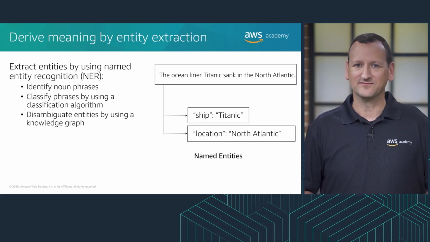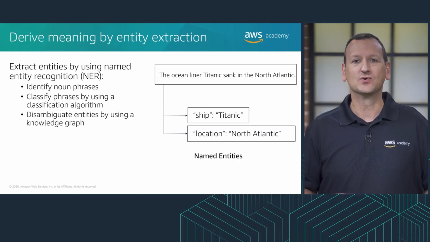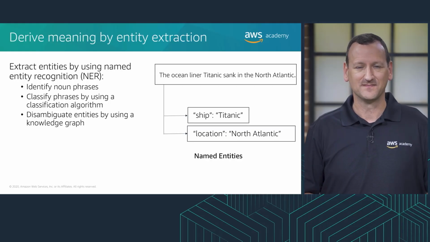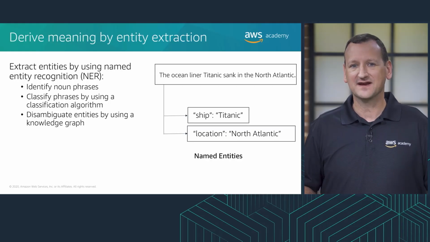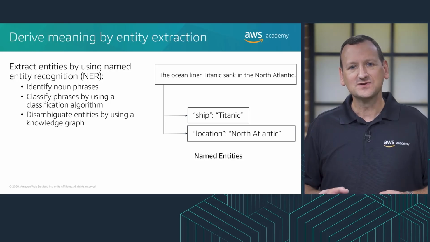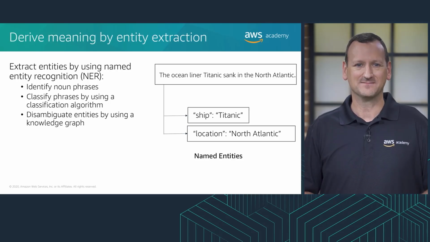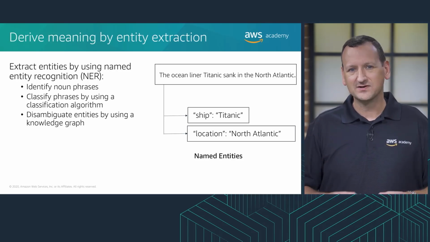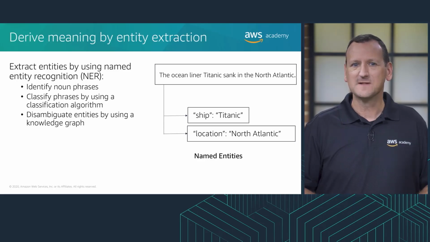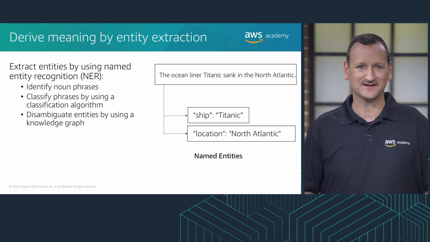Here's an example of using NER to extract the entities Titanic and North Atlantic from the text. After the named entities are extracted, you can use a knowledge graph to extract meaning. A knowledge graph combines subject matter expertise with machine learning to derive meaning. The Amazon recommendations engine is an example of a knowledge graph.